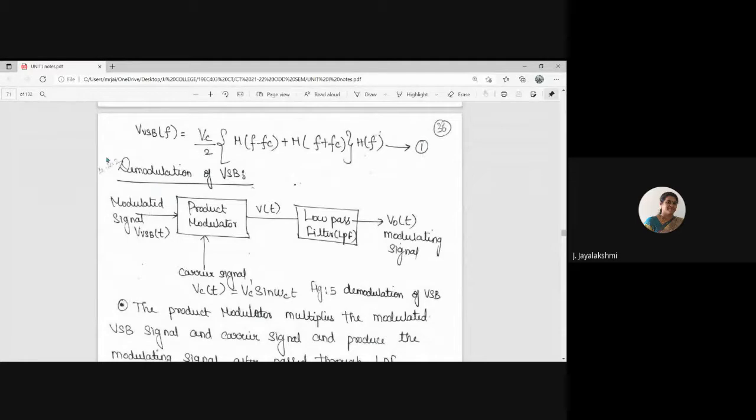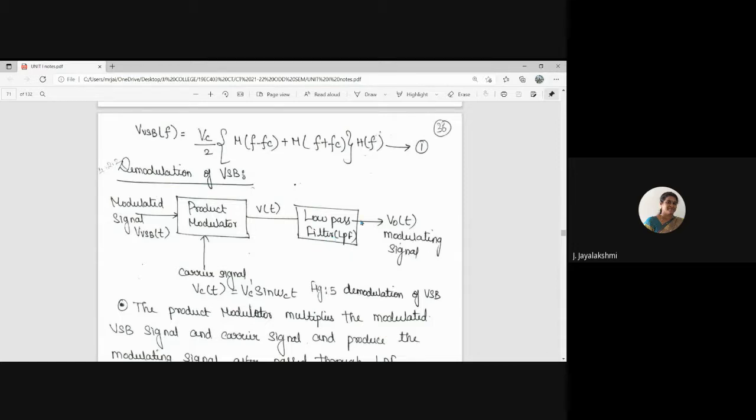VSB signal at the receiver. So the VSB signal is received and passed on to the product modulator. The product modulator input is a locally generated carrier signal whose voltage is Vc dash and frequency omega c. This omega c should be the carrier frequency which was chosen at the transmitter end, and the multiplied signal is referred to as V of t. This signal is passed on through a low pass filter so that it removes all the high frequency component.